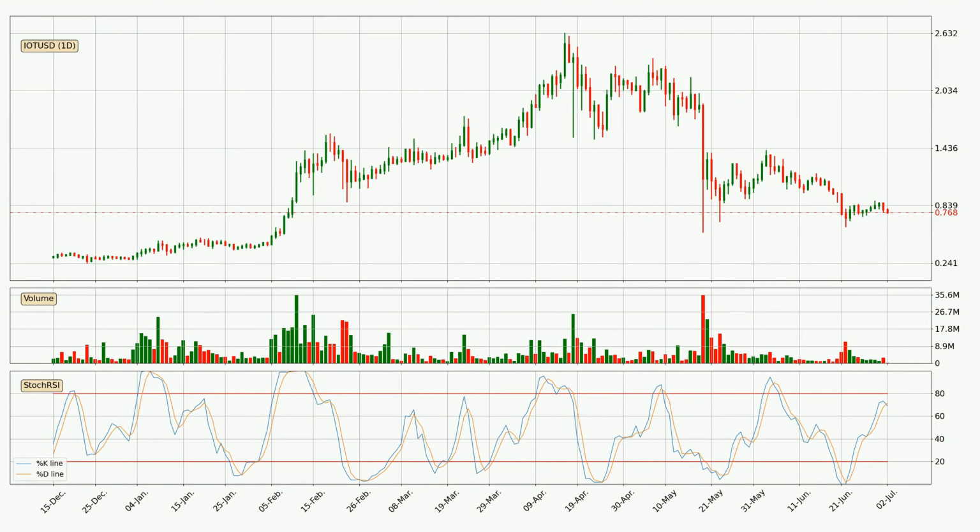Jumping to the daily stochastic RSI, there are no signs of the stochastic RSI being oversold or overbought at this time, but the %K line is below the %D line, which means the current trend is on the downside.